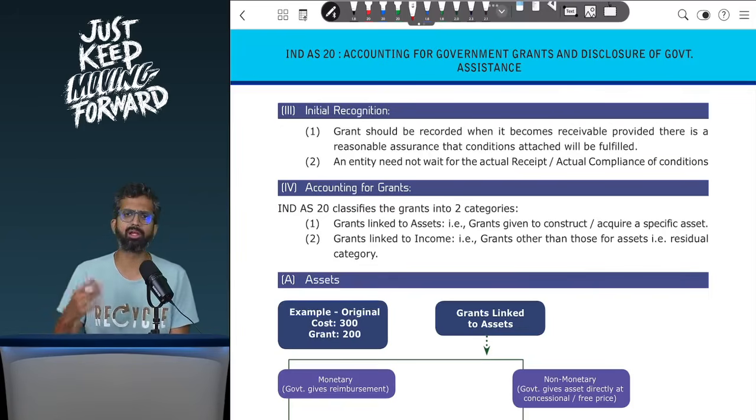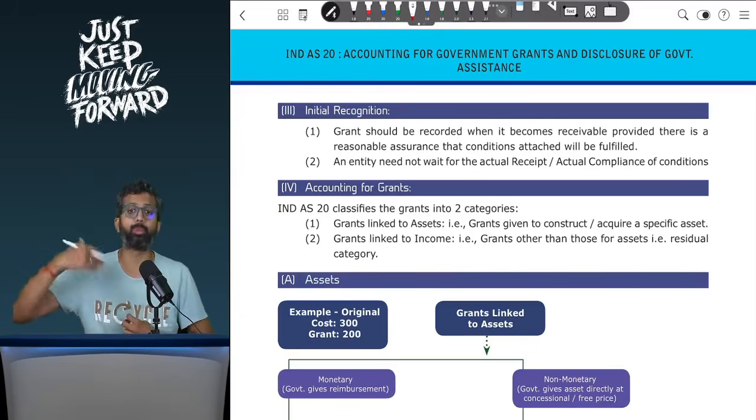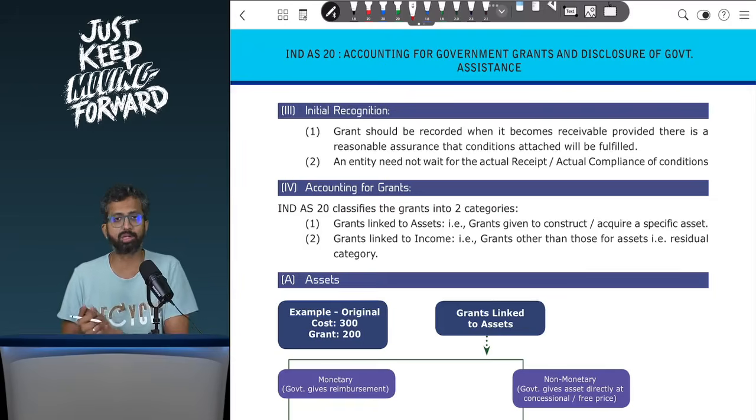Secondly, the government might stipulate a condition that you need to hold the vehicle, let us say, for 3 years. However, if you believe that you will hold the vehicle for 3 years, then you can recognize the grant the moment it becomes receivable, and you need not wait till the condition of 3 years gets fulfilled. So this is regarding the initial recognition for a grant.